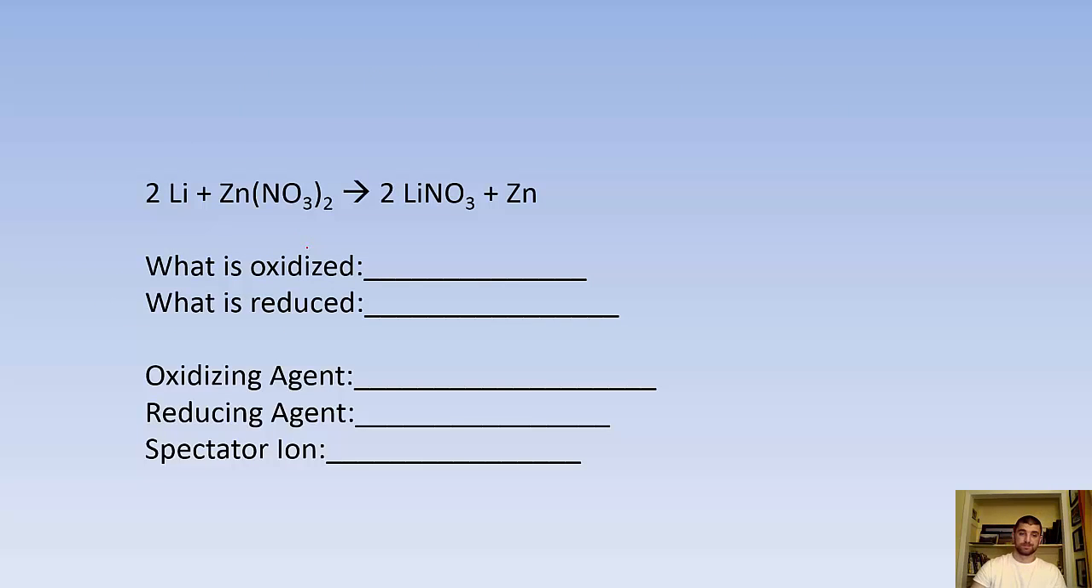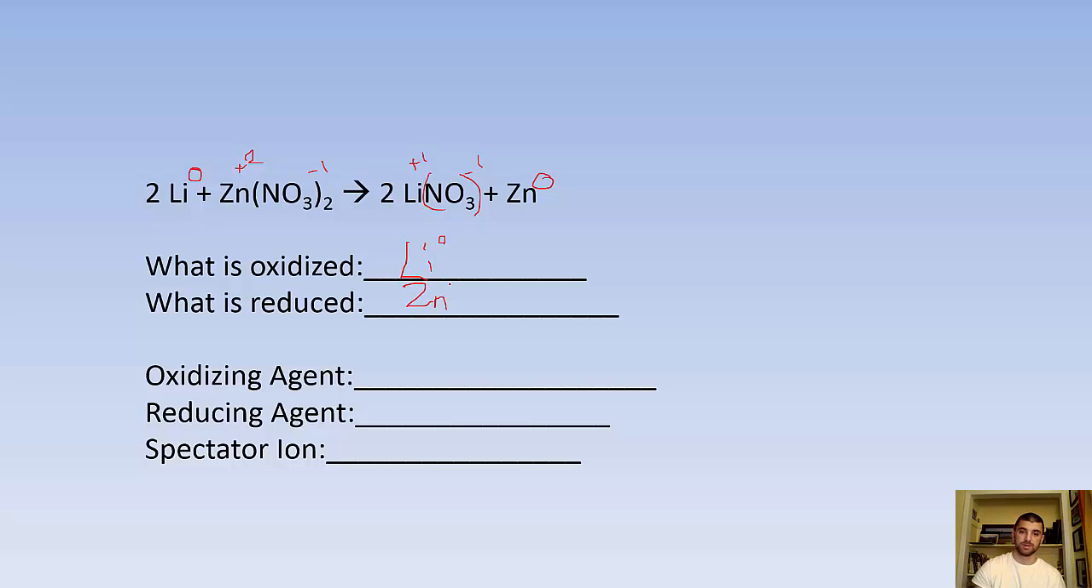All right, here's another example. Li by itself is 0. Zn by itself is 0. Zn here has to be plus 2. The nitrate ion's minus 1. Here, lithium's got to be plus 1, and the nitrate's got to be minus 1. So what is reduced, or I'm sorry, what is oxidized? What goes up in charge? Well, it's the Li0.